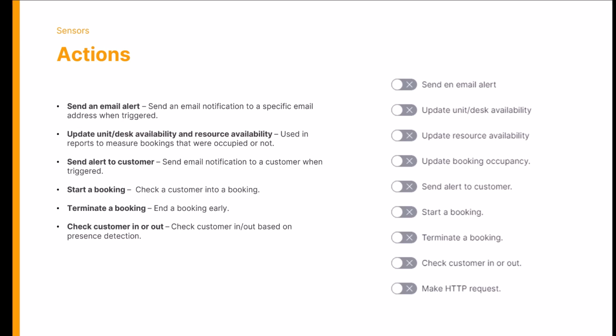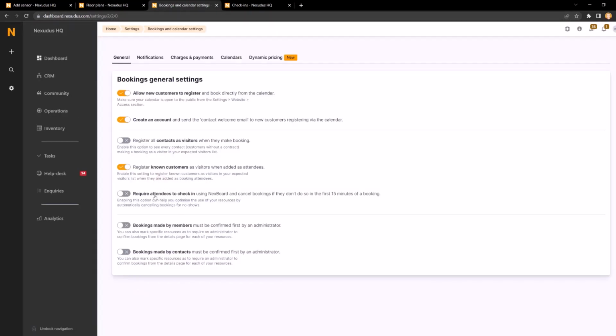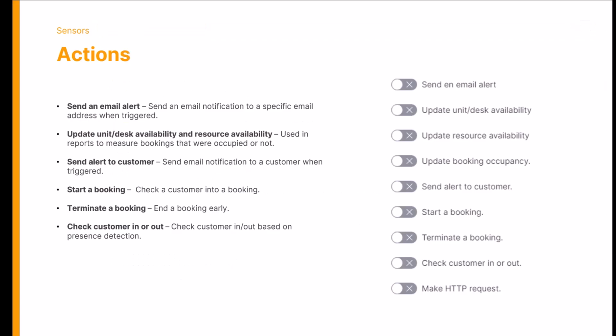Start a booking. This is linked to the booking setting that requires customers to check into their bookings and to cancel the bookings if they fail to do so. This option can be found in Settings and Booking and Calendar Settings, and it's this option here, Require Attendees to Check In. You can use this option with an occupancy sensor to automatically check customers into their bookings when they turn up. This would be a useful feature if you had an issue with customers not turning up to their bookings. Perhaps you do not want to penalize them for failing to show up, but you want to cancel the booking to make sure the slot is free for another customer to book.